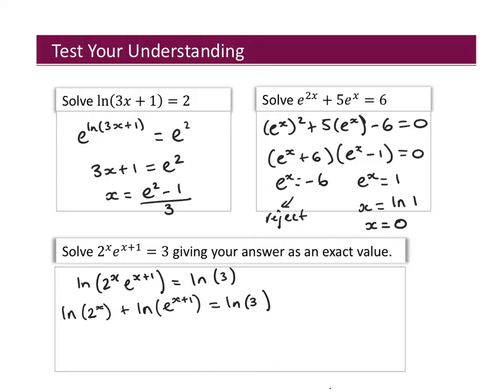Now, again, log a to the power of b is b log a. Okay? So for the first one, we're going to get x ln 2. Then we know for the next one we have ln e. You know they're going to cancel, so we're just going to be left with x plus 1. And I'm just going to put that in brackets so we know that's attached to that. x plus 1 equals ln of 3. Okay?